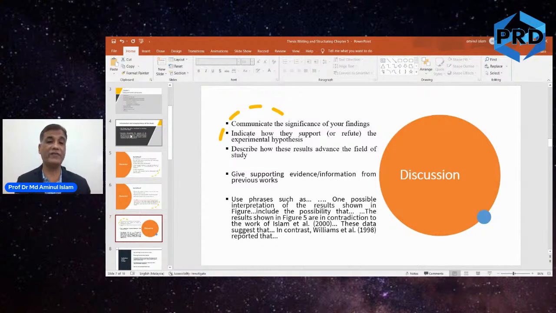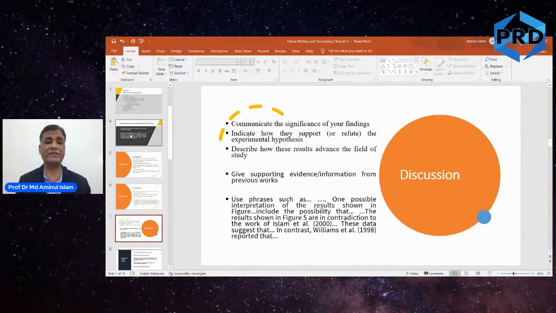Indicate how they support or refute the experimental hypothesis, I have talked about it. Describe how these results advance the field of knowledge or field of study. Now, you are even discussing whether you are advancing the existing extent of knowledge with your findings. Say, for example, you have modified the theory, so you have extended the theory, you are advancing the field of study. You have integrated 2 or 3 theories and proposed a new integrated framework, you are advancing the field of knowledge. That has got to be highlighted.